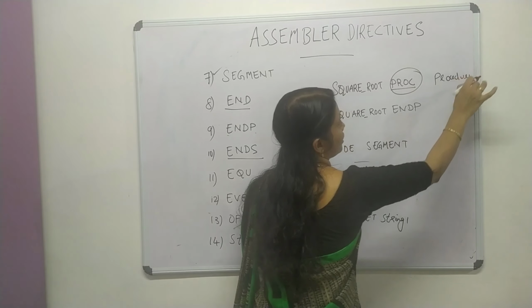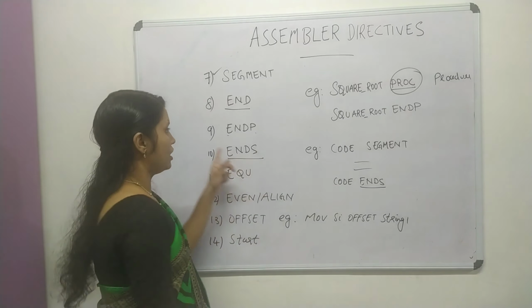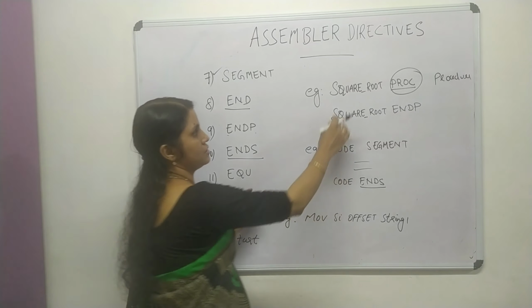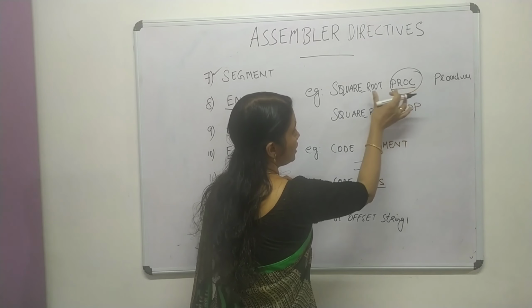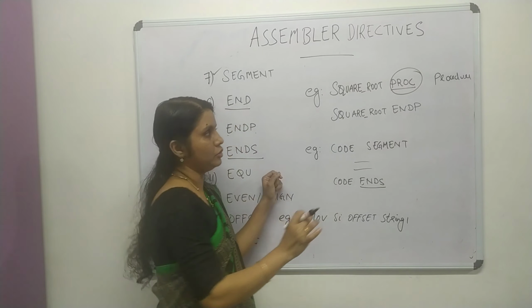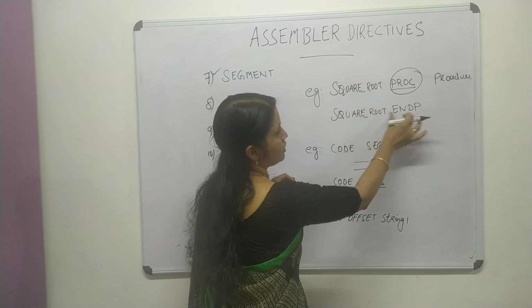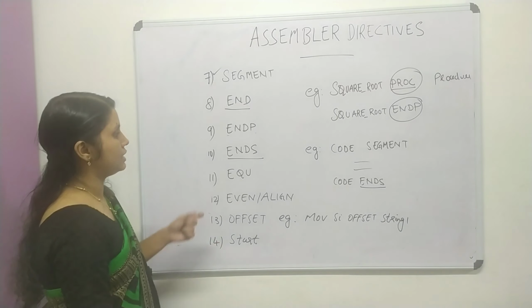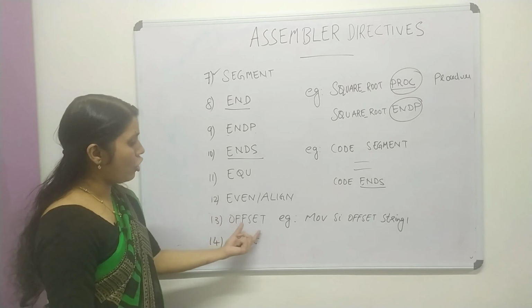Okay, for procedure, PROC. So what does ENDP mean? End of procedure. For example, square root PROC means it's a procedure for finding the square root, and square root ENDP means that is the end of it. It is used to specify the end of a procedure. Okay, that is it.